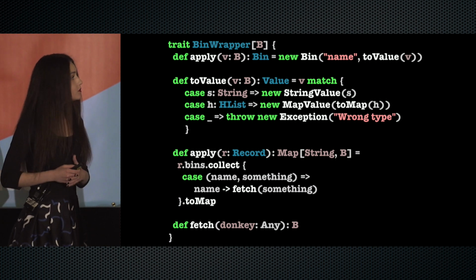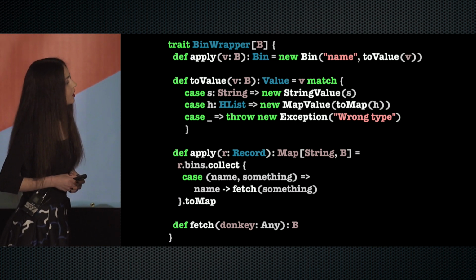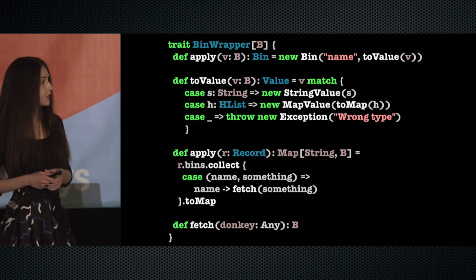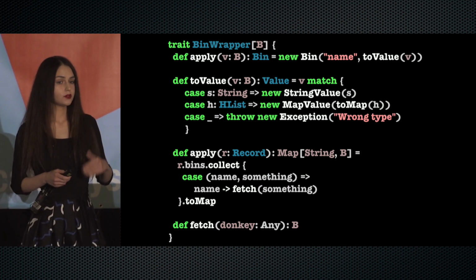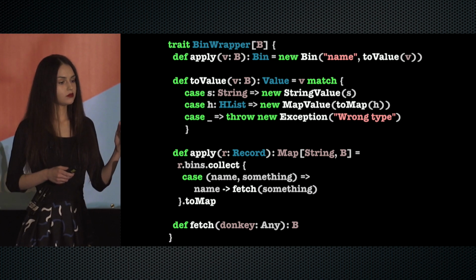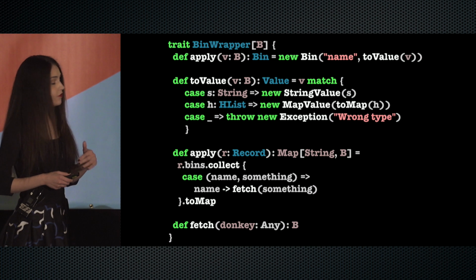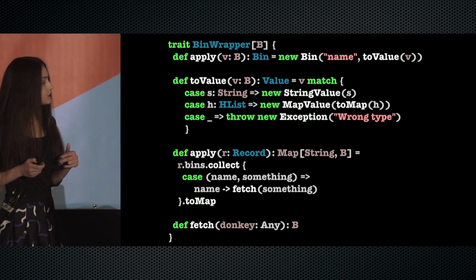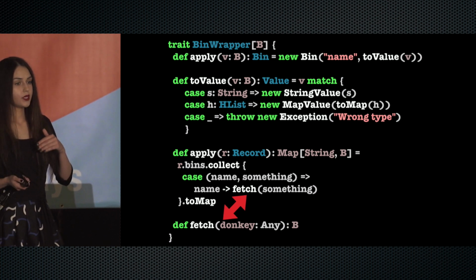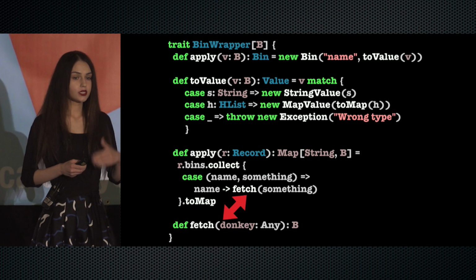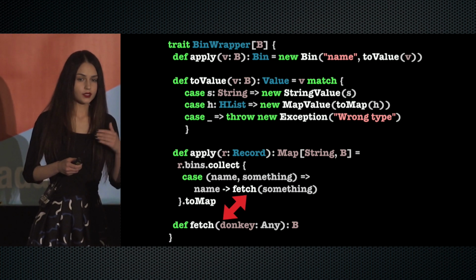This is the BinWrapper trait. It's very similar to KeyWrapper, but there is also an Out type, because we have to get information from the storage. For that, we have an apply function that accepts the record and returns the value of the expected type with some meta information. The difference between types here will be in this very important function, fetch, where we check the type and get the value of the expected type.